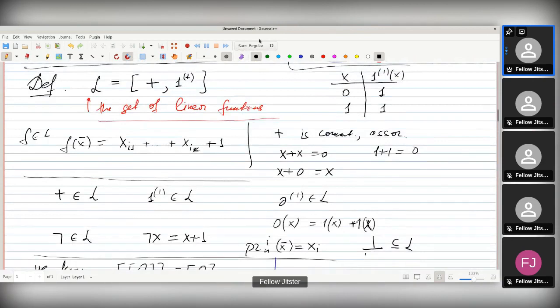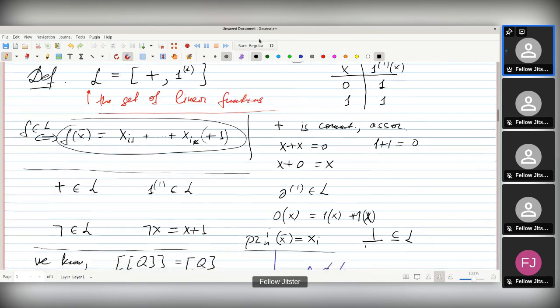A function is linear if and only if its polynomial is of this form. It has no monomials of degree 2 or more.